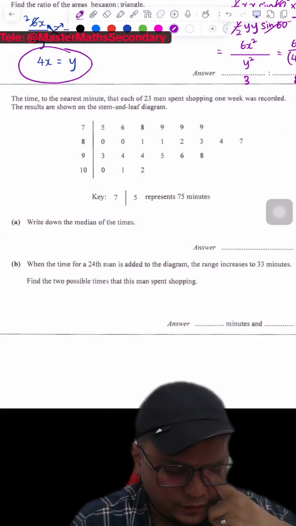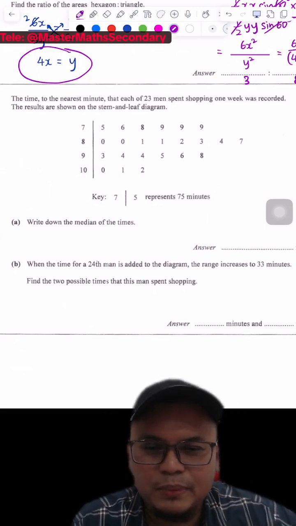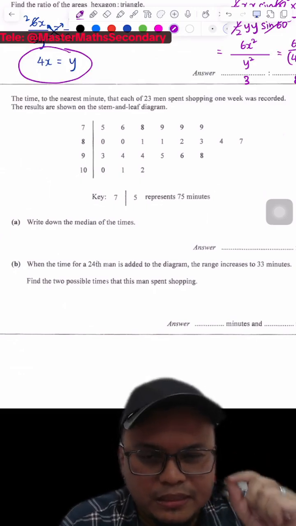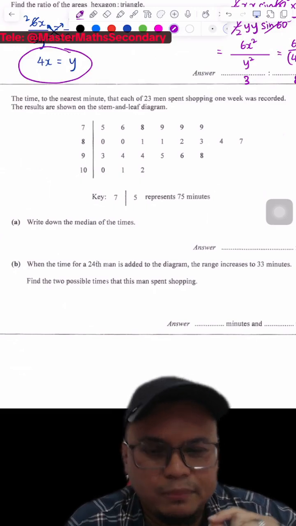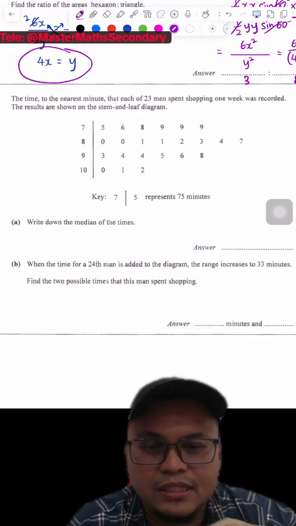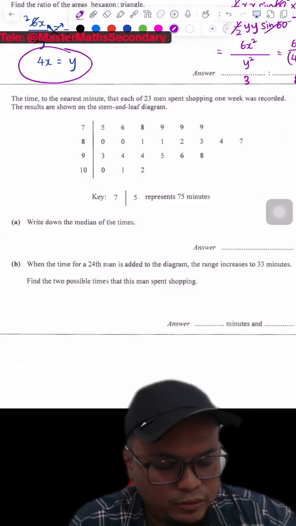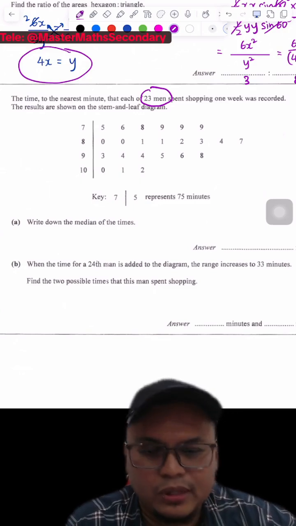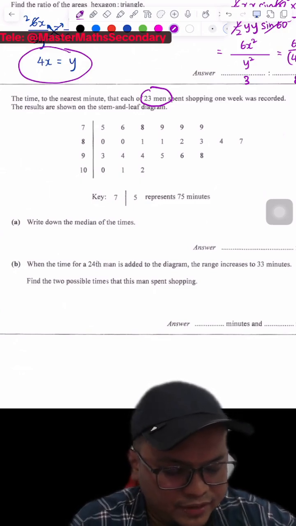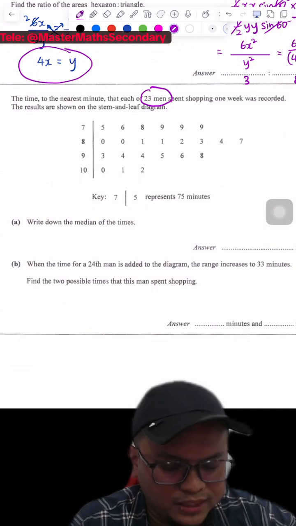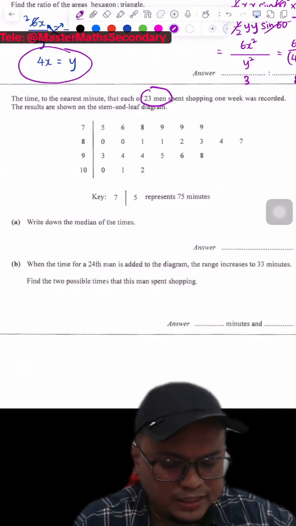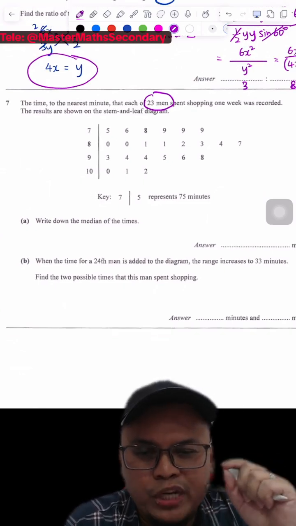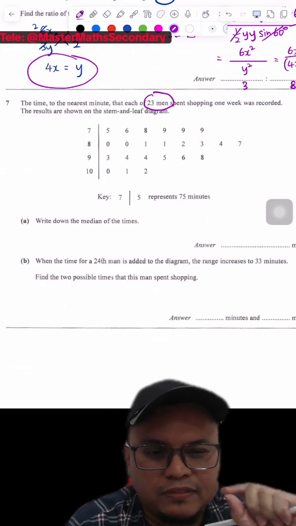Now the question for the first part is asking for the median. Median is basically the data that sits in the middle of the distribution. So there are altogether 23 men. These are their timings, right? The fastest one is 75 and the longest one is 102 minutes. Now to find the median, we need to find the middle position because we need to know which data sits in the middle of this distribution.